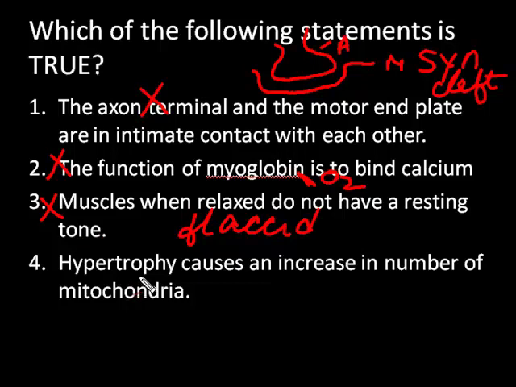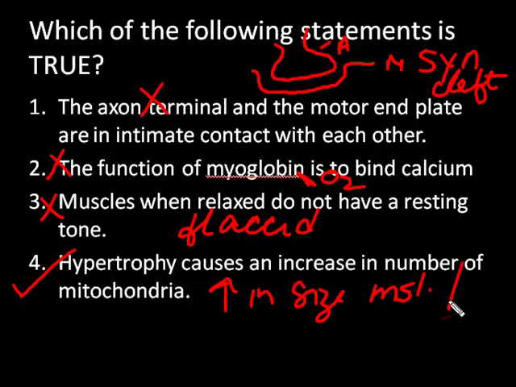And let's look at the last one, which says hypertrophy causes an increase in the number of mitochondria. This is a true statement because in hypertrophy, not only do you have increase in the size of individual muscle fibers, due to the increase in sarcoplasm, you also have increase in mitochondria, you have increase in connective tissue and blood vessels. So all of this occurs in hypertrophy. So therefore, this is the true statement to this question.